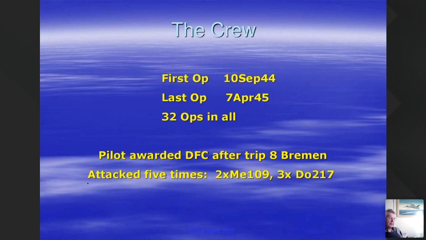The crew flew 32 ops in all. They actually flew 33 because one of the trips they were called back halfway to enemy territory, so that didn't count. The first op was 14th of September 44, and their last one was the 7th of April 45. Ken McRae actually flew an extra trip because it was a custom for newly arrived pilots to fly as an observer, as an 8th man in an experienced crew, to take a look at Germany before he actually flew over there with his own crew.